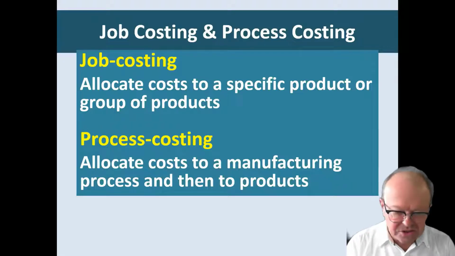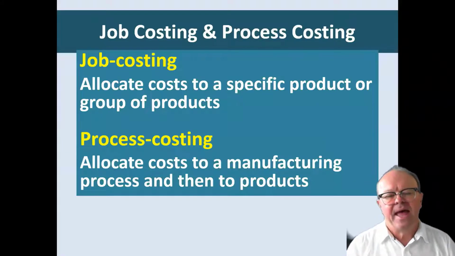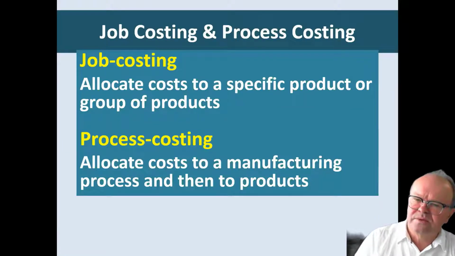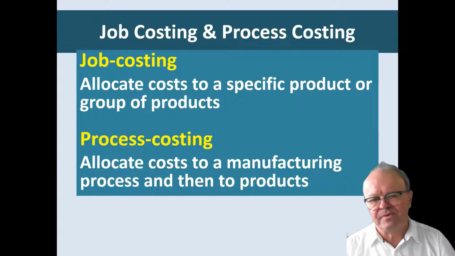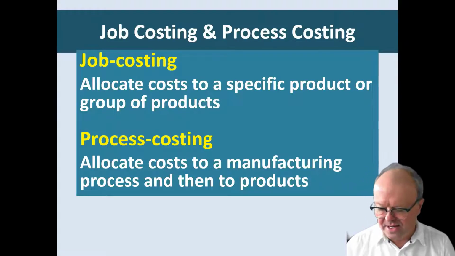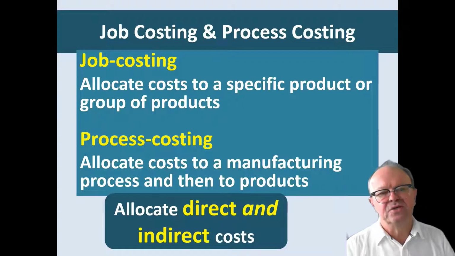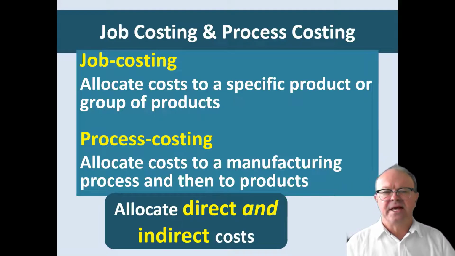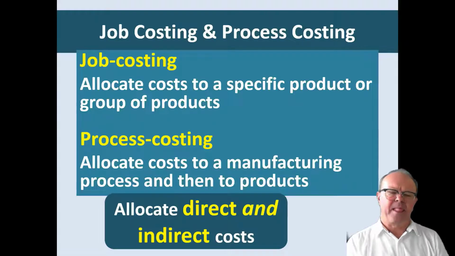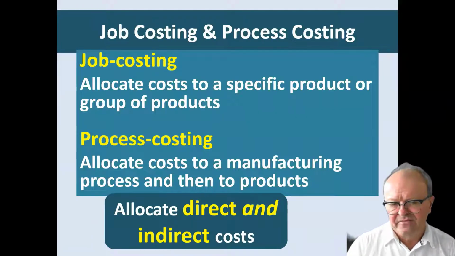So you can allocate the cost to different processes in making chocolate. And only then, once the products start to emerge, those costs that we've allocated to processes can be allocated to the products as they come out. The key thing about job costing and process costing is that these are methods to allocate direct and indirect costs. So there are two approaches we can use in doing that, depending on the processes of manufacturing the products or the services that we're providing.